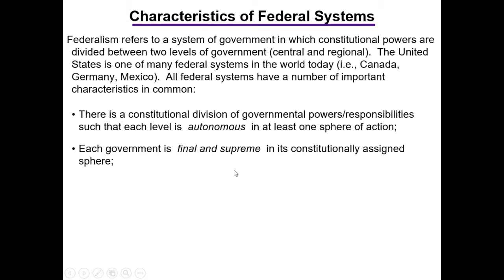In other words, the Supreme Court was saying it's not in Texas's constitutionally assigned sphere. It's not in Kentucky's or Ohio's or any state's constitutionally assigned sphere to deny a marriage license to same-sex couples. So it has to be within their constitutionally assigned sphere in order for it to be final and supreme.